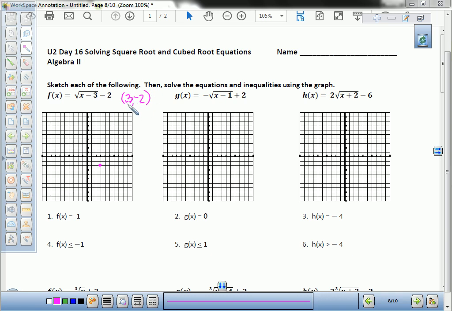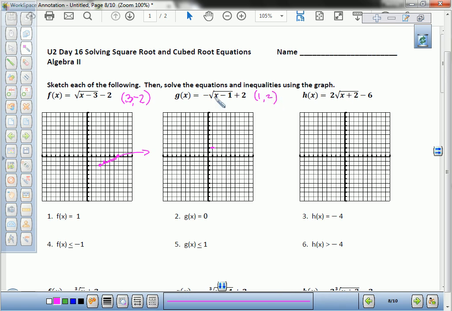So because it's a square root function, after we find this translation point of (3, -2), the square root of 1 is 1. The square root of 4 is 2. There we go. There's our function. This one is moved to the point (1, 2).